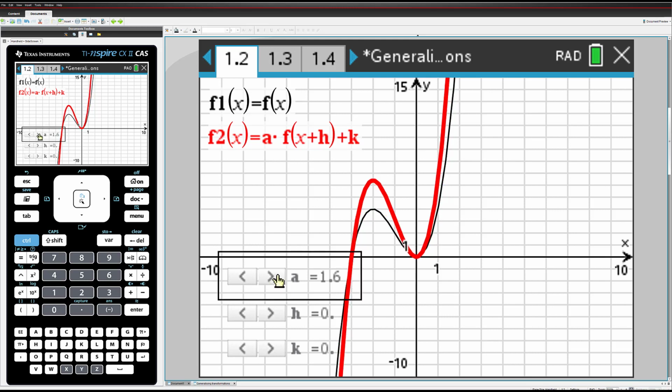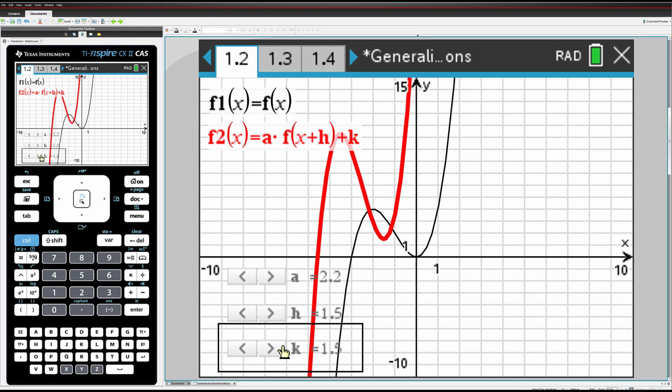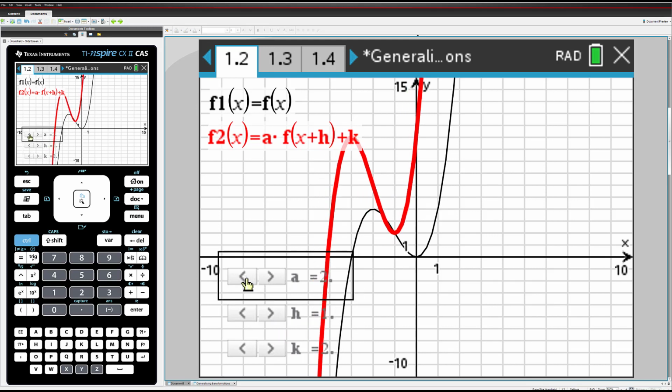If we increase a, we're dilating it away from the x-axis. If we increase h, we're moving it to the left. If we increase k, we're moving it up, and we can combine all those things together. Okay, so this is the graph of, let me just make them whole numbers. This is the original function dilated by a factor of 2 from the x-axis, so that's why its shape is taller and thinner, and then translated to the left by 1 unit. So everything's gone to the left by 1 unit. You can see that minimum turning point is now at -1 instead of being at 0, and the graph has been translated up by 2 units.